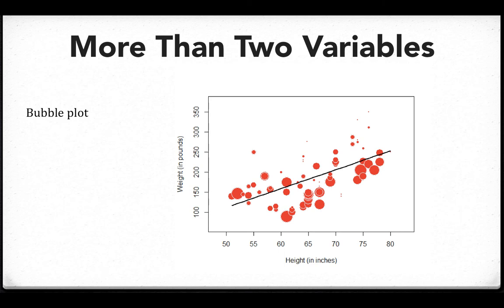In your textbook, you'll see a bubble plot that has 4 variables. 3 quantitative variables is here, and a categorical variable that is shown in different colored bubbles.